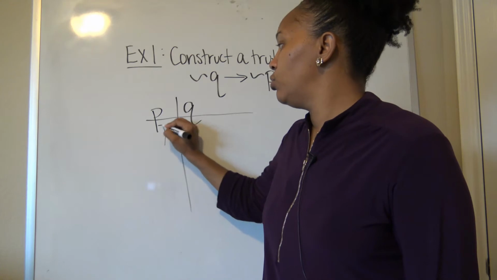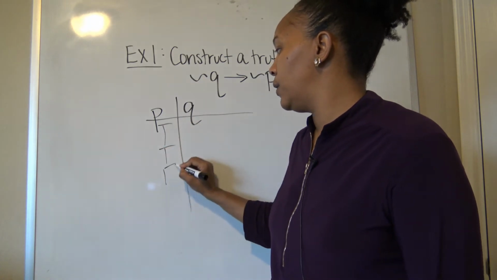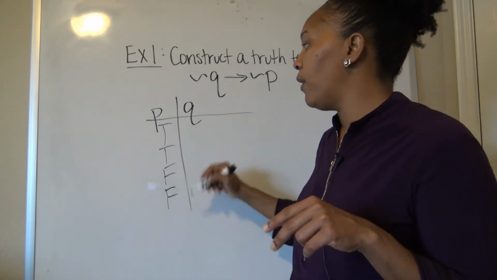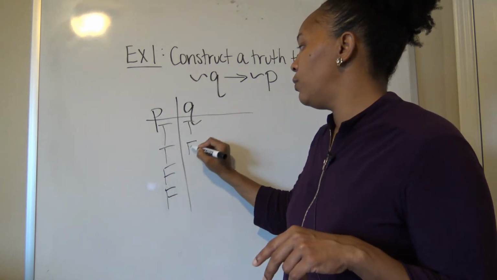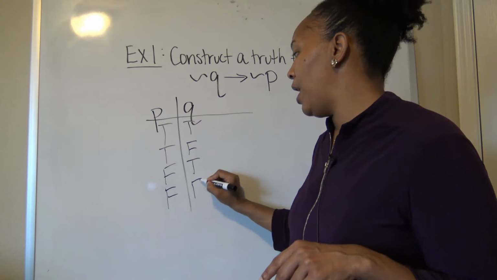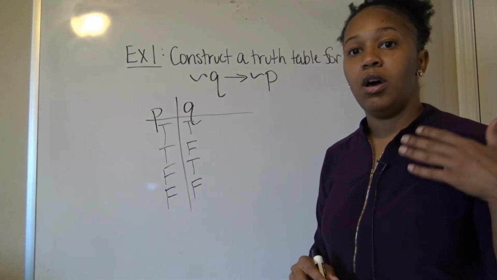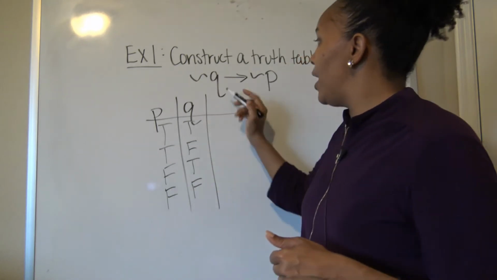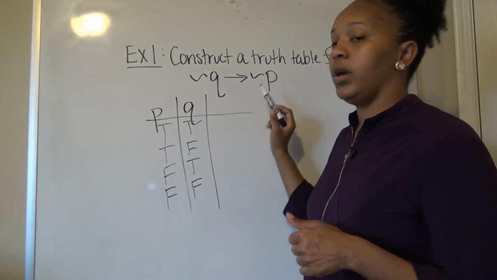So P is true, true, false, false. You always start off when you have two statements with true, true, false, false, and true, false, true, false. This will give you every possible combination of how P and Q can be true and false. Also, I noticed that in my statement I have a not Q and a not P.